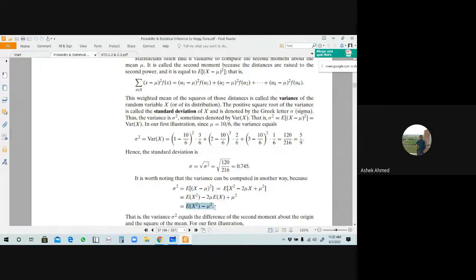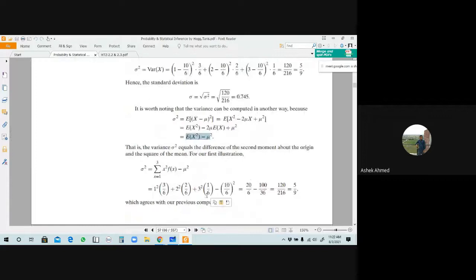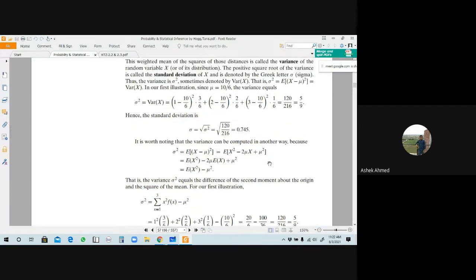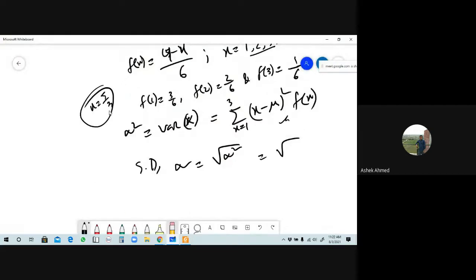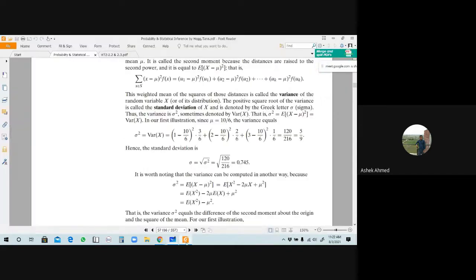We have already discussed this formula. You can solve it using this concept also. By applying this concept, you can find out the variance. So we know that sigma square is the summation of x square minus mu square. We know the value of mu here. What is the value of mu? 5 by 3.